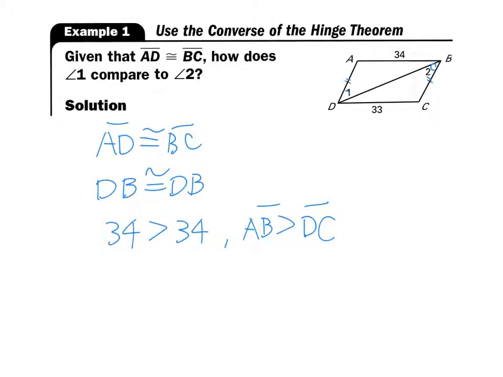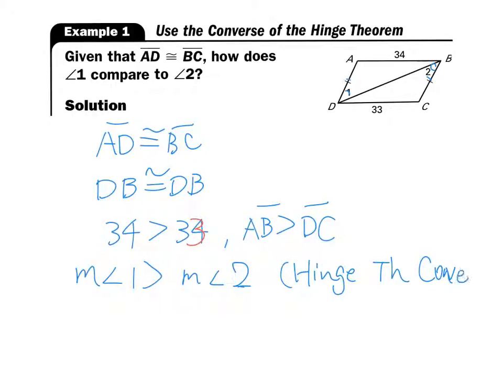Because of that, by the converse of the Hinge theorem, the angle facing AB, the side that measures 34, is angle 1, and the measure of the angle must be, whoops, I made a typo here, here's 33. That measure of angle 1 must be slightly greater than the angle measure of angle 2. So this is our converse of the Hinge theorem. Okay, so that's how we use it.